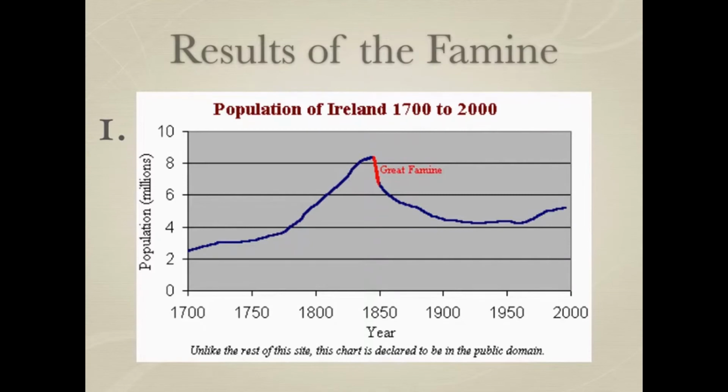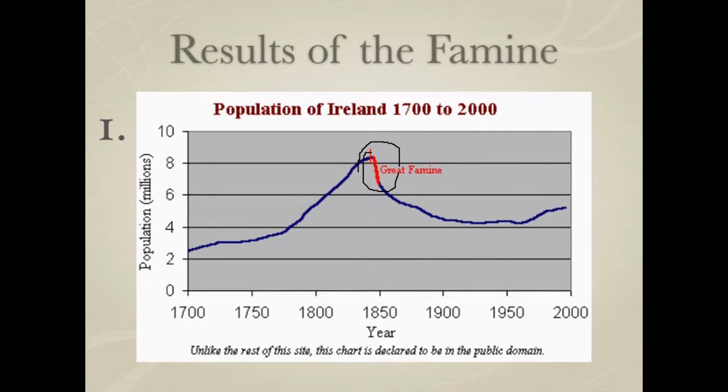So, what was the result of the famine? If we take a look at it on a graph, we can see the population between the 1700s and the 2000s. It increased from 2 million all the way up to just above 8 million. Around 1845, up here, the population was just above 8 million, and in the span of 5 years, between 1845 and 1850, Ireland lost 2 million people.